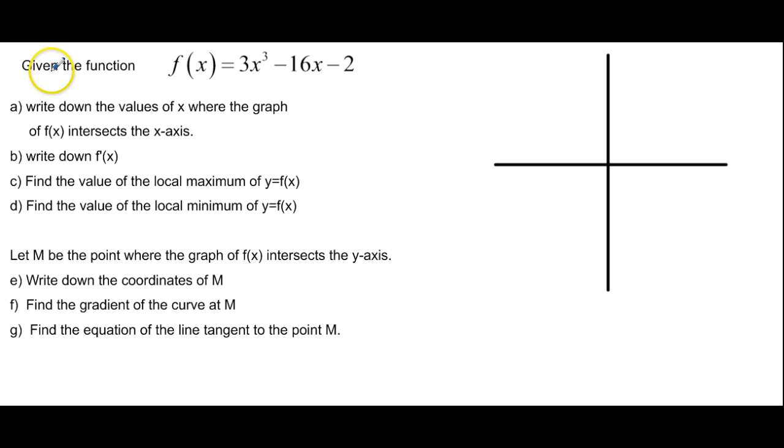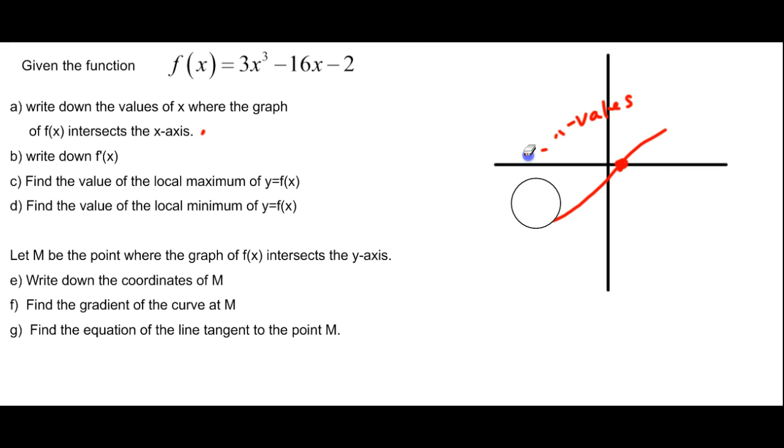So they'll give you some type of function like this, f of x equals 3x cubed minus 16x minus 2, right? They'll ask you to either graph it or they'll give you a graph, but either way, they'll give you one of these. The first question says write down the values of x where the graph of f of x intersects the x-axis. If it intersects, that means where does it cross the x? And these are the x values that they want, all right, the x values. That's what they want for this.